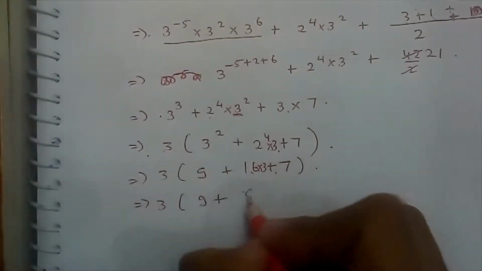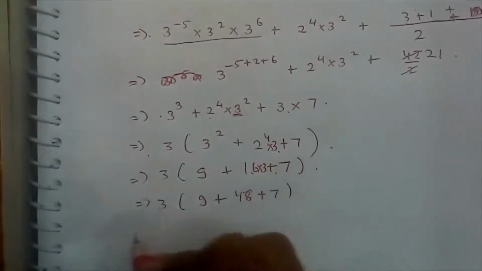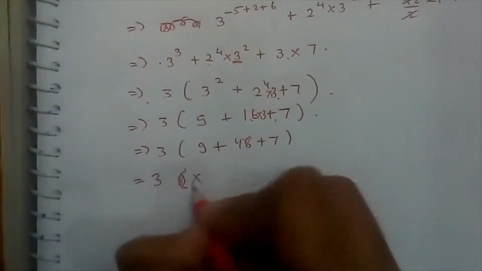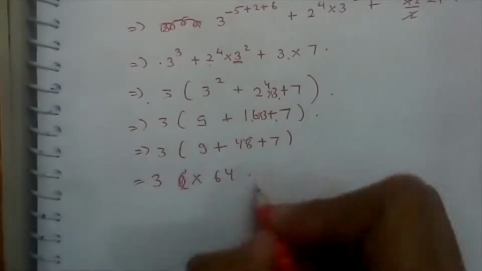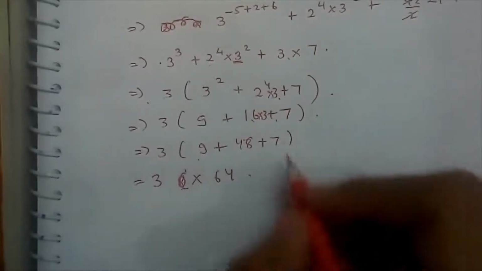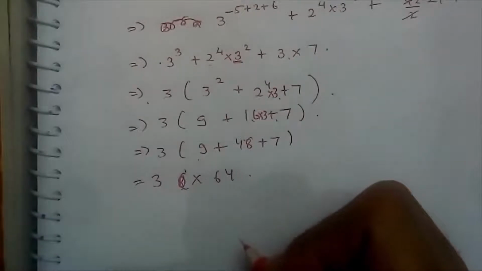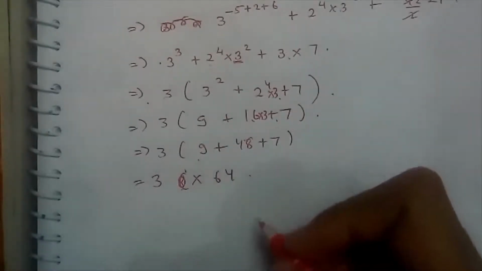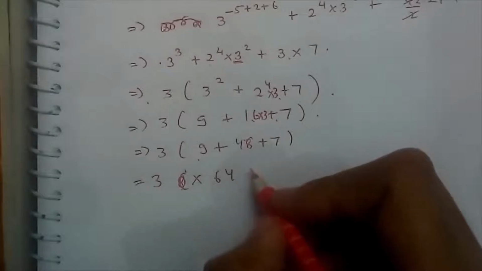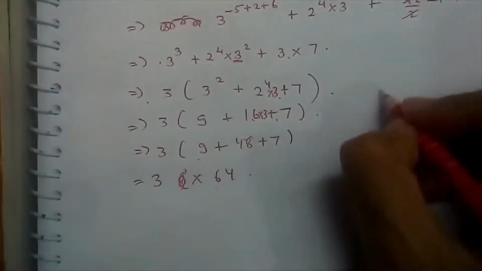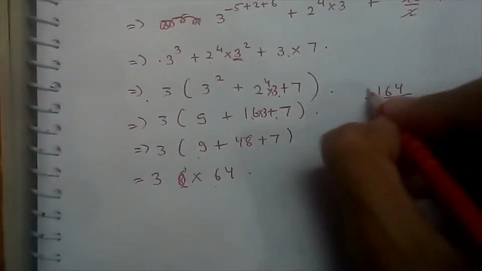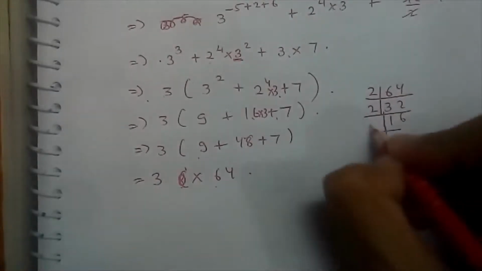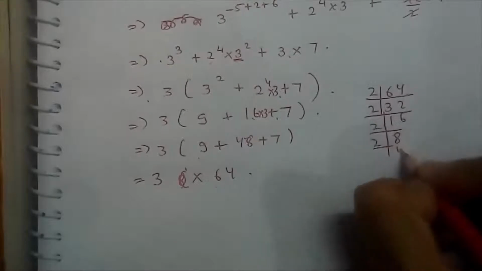Now taking the factors of 64, we can write it as 2 to the power 6 into 3 to the power 1. Okay, is the correct answer. So the next question is, express it in negative exponents. So first we will quickly solve it.